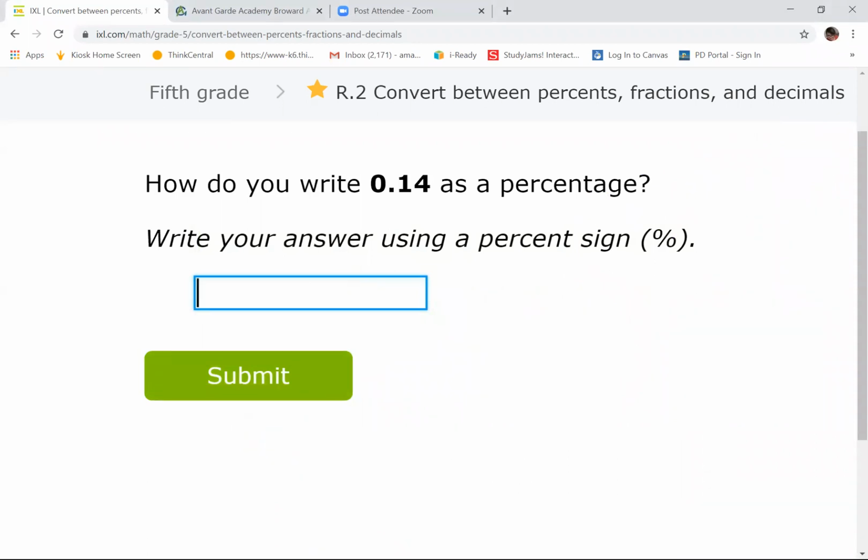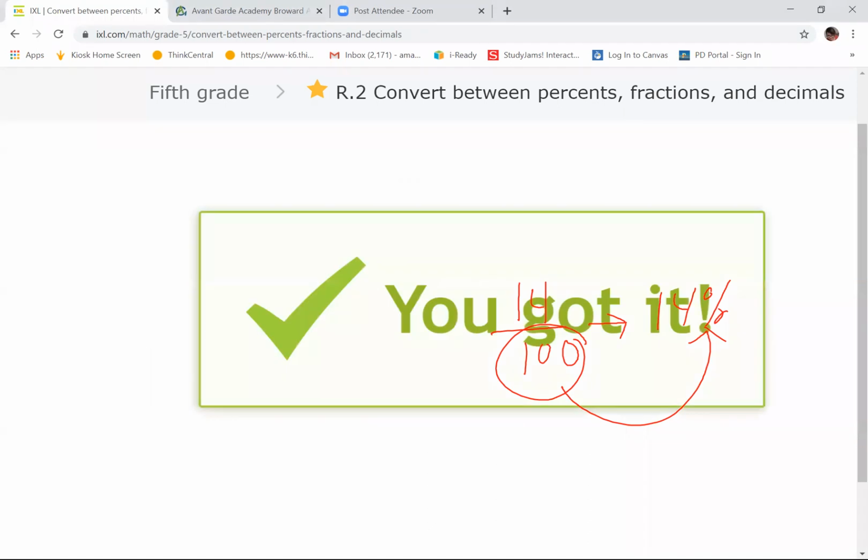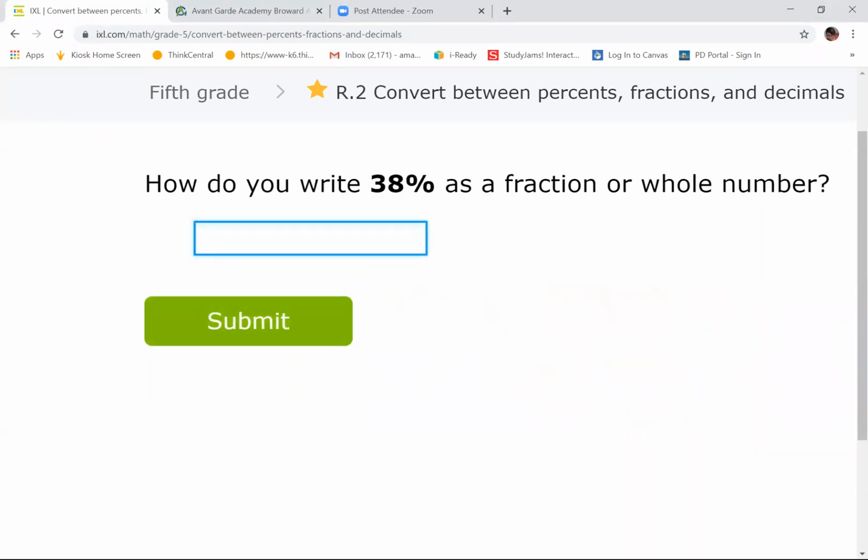How do you write 14 hundredths as a percent? We've got 14 hundredths. It's going to become, did you get it? 14%. Remember, this 100 just goes right over there. It becomes 14%. 1, 4, and then hold down that shift key and press that number 5. 14%.